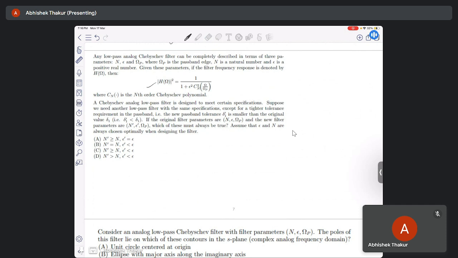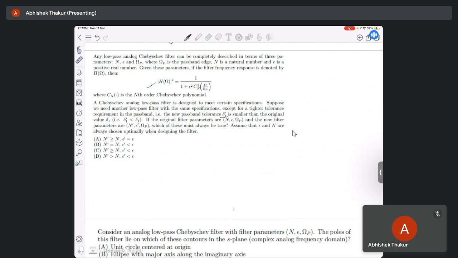A Chebyshev analog low-pass filter is designed to meet certain specifications. Suppose we need another low-pass filter with the same specification, except for a tighter tolerance requirement in the passband. The new passband tolerance delta 1 prime is smaller than the original value delta 1, with original filter parameters n, epsilon, omega p, and the new parameters n prime, epsilon prime, and omega p. Which of these must always be true? Assume that epsilon and n are always chosen optimally when designing the filter.